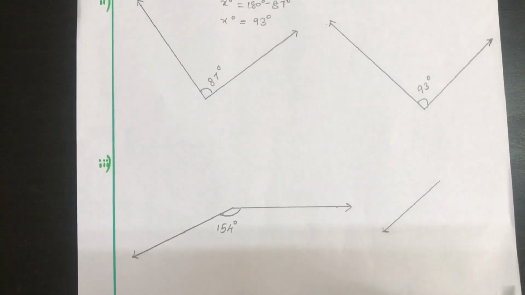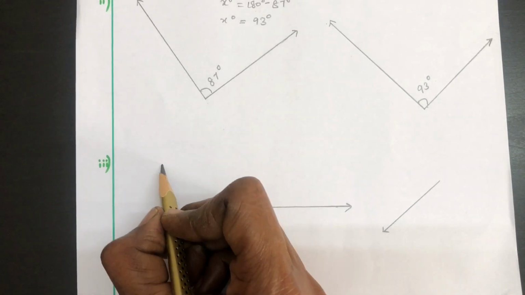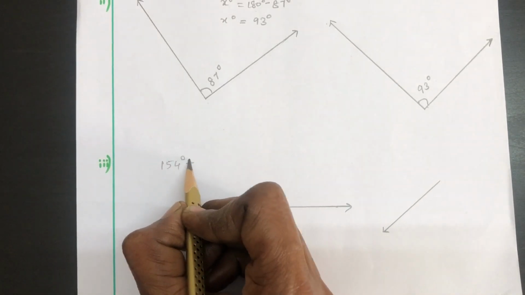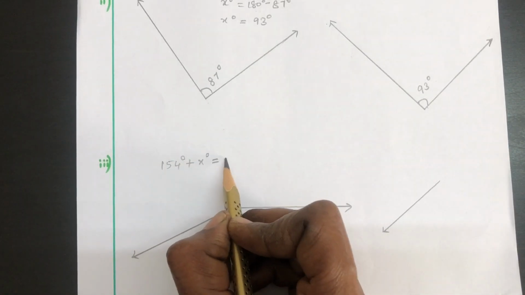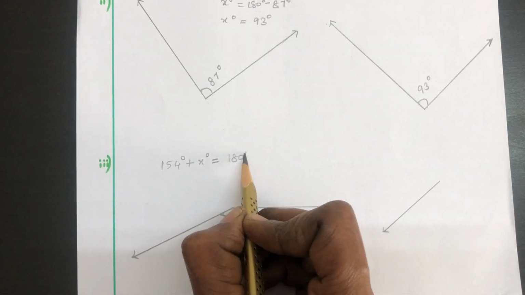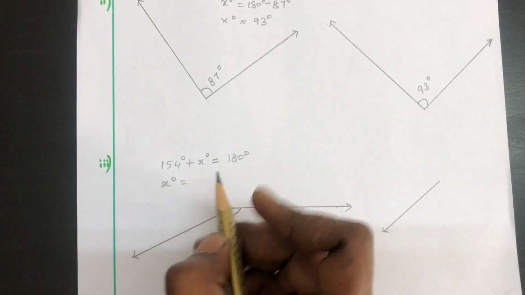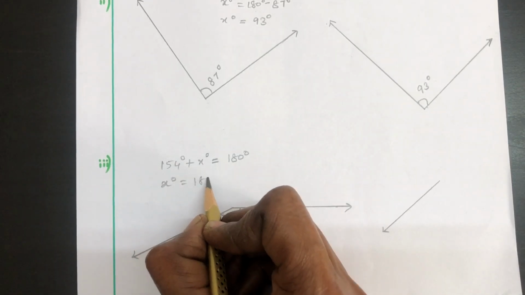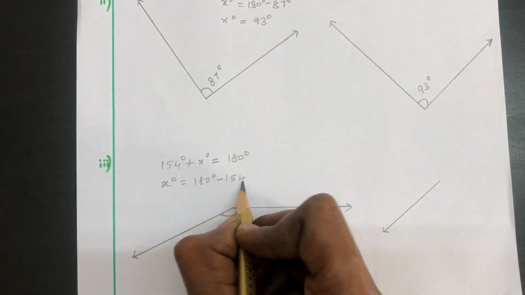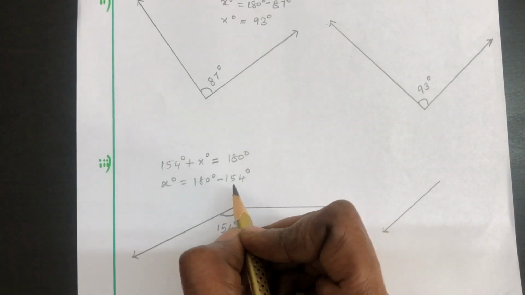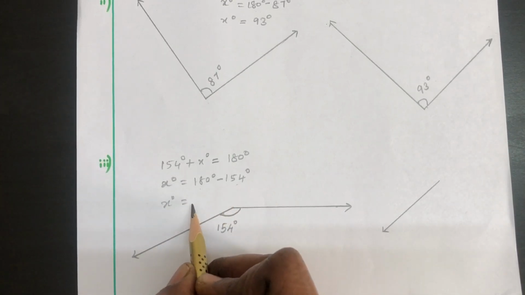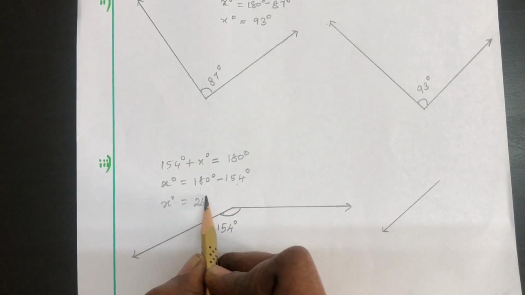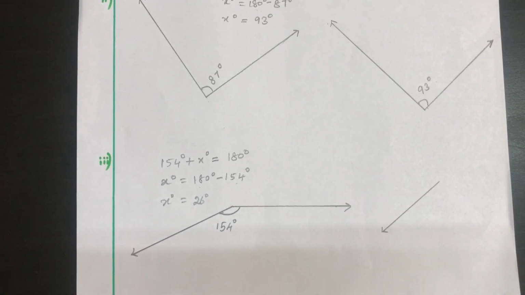Now 154 degree. What is the supplement of 154 degree? If you add it with the supplement we are going to find, it should give you 180 degree. So x degree is equal to 180 degree minus 154 degree. So 180 minus 154 is 26 degree. So we are going to draw 26 degree.